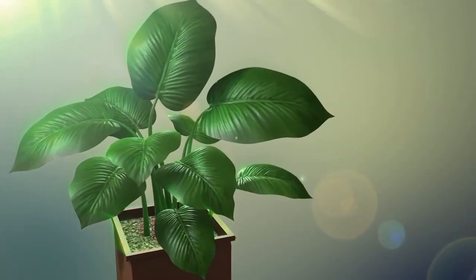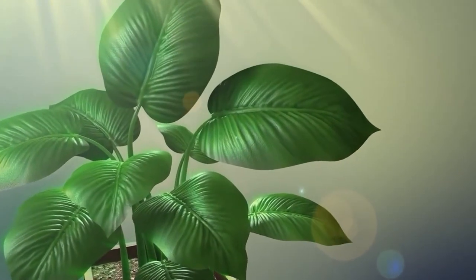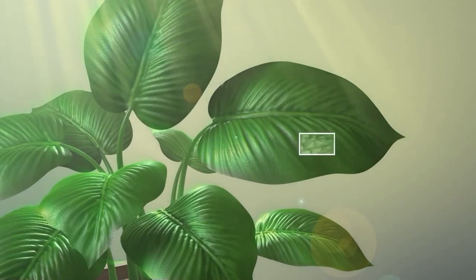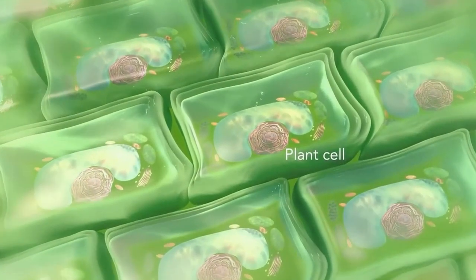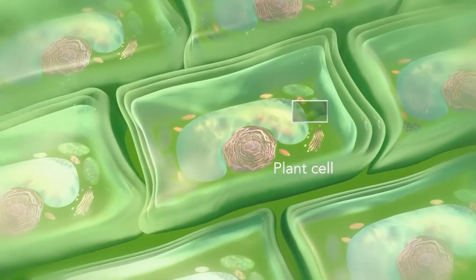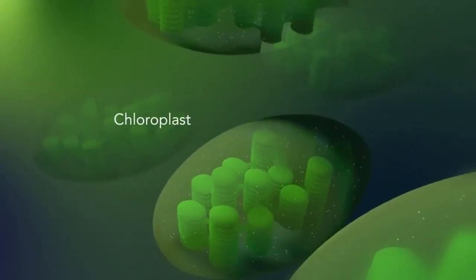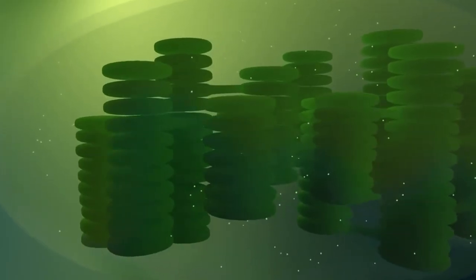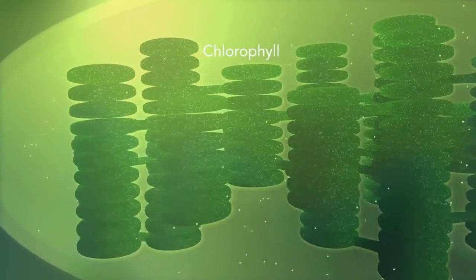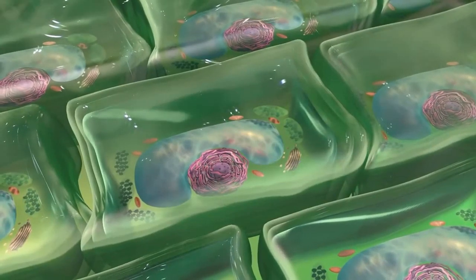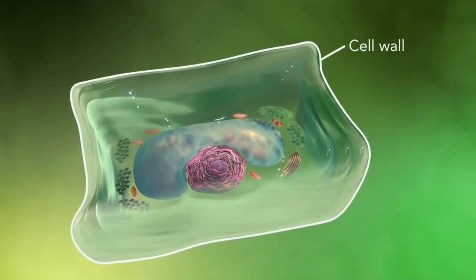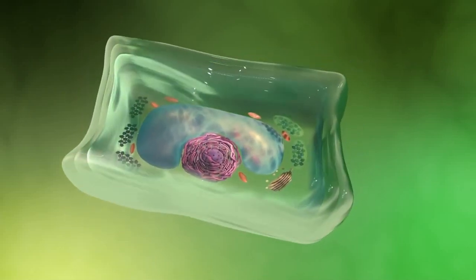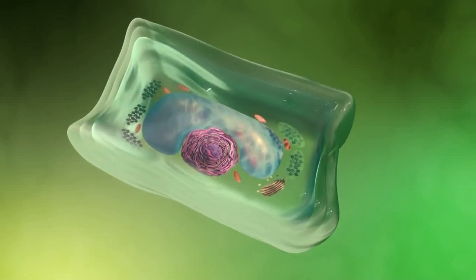Some organisms, such as plants, are photoautotrophic, meaning they capture sunlight for energy, and have cells with an organelle called a chloroplast. The chloroplast is where photosynthesis happens. It's green because it has a green pigment called chlorophyll. Plant cells also have a cell wall outside of their cell membranes that shapes, supports, and protects the plant cell. Animal cells never have a cell wall.